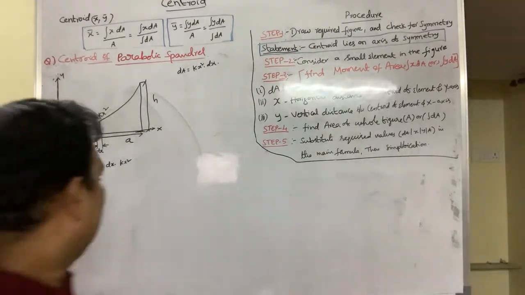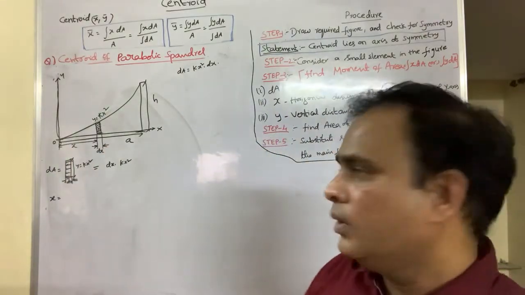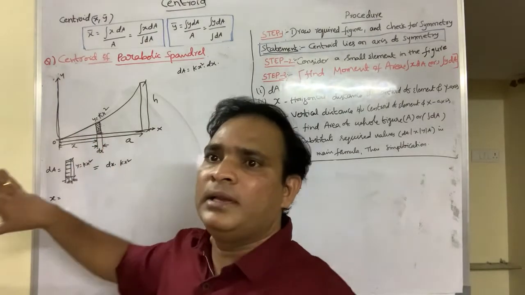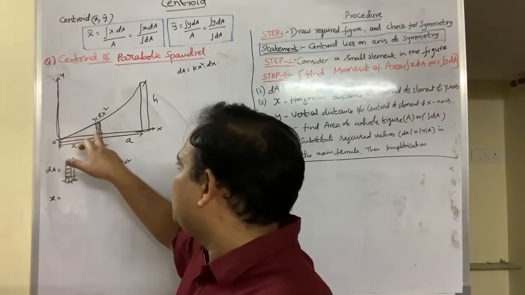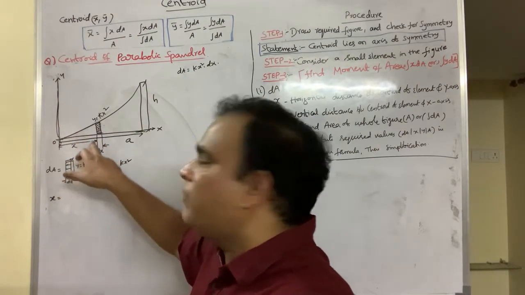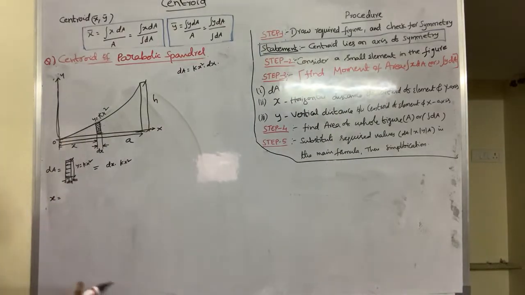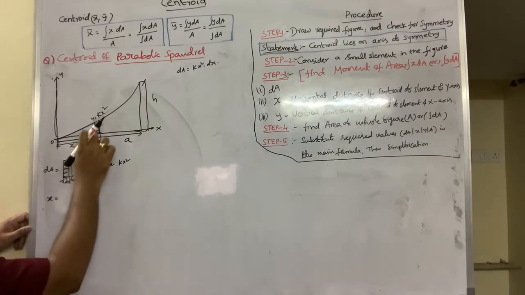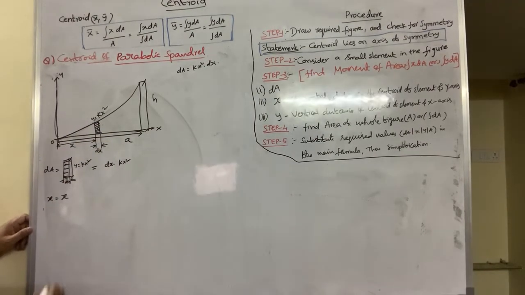But here dx is already a negligible distance, so half of this dx, that is dx by 2, is even more negligible. So generally we assume that the centroid of this strip is at a distance of x, as dx by 2 is negligible. So the horizontal distance between O and the centroid of the element is x.